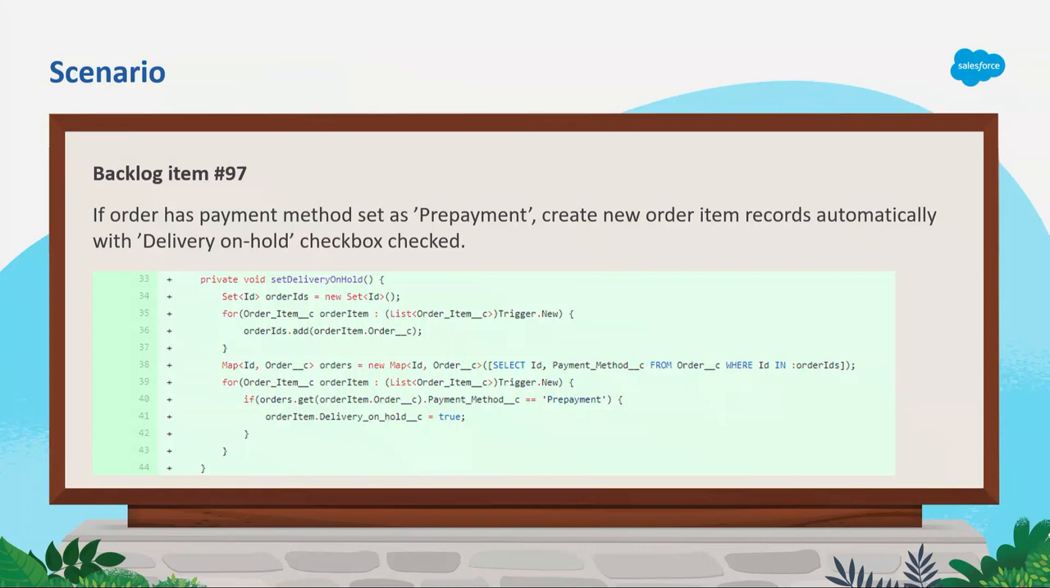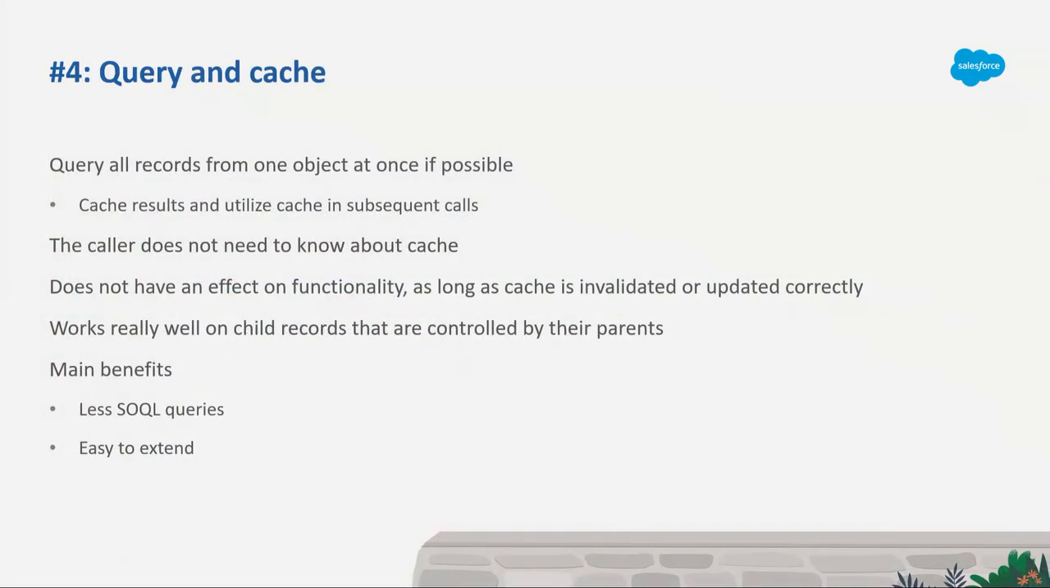But when we start to implement the features in this sense, we start to query the order, or the parent order, in all of the feature methods, and that's of course pretty unnecessary. So we should avoid that. We should query all records from one object at once if possible, all the records that we need, and we should cache those and utilize the cache in the subsequent feature methods.